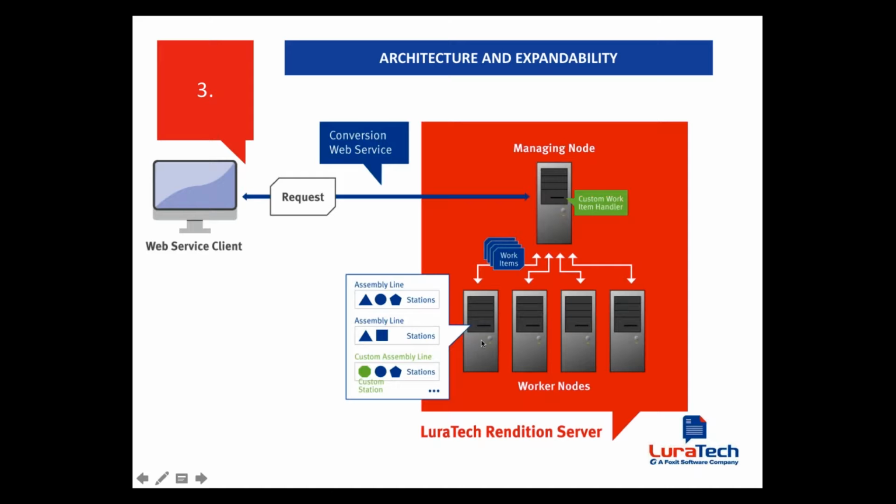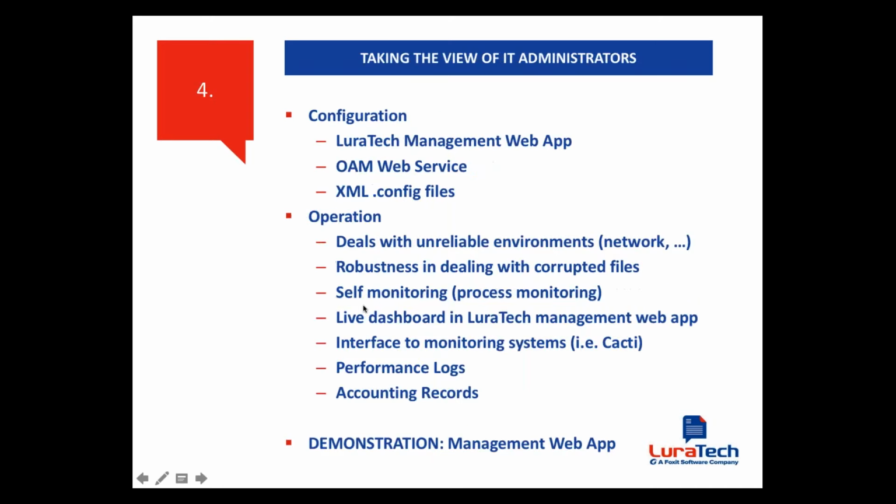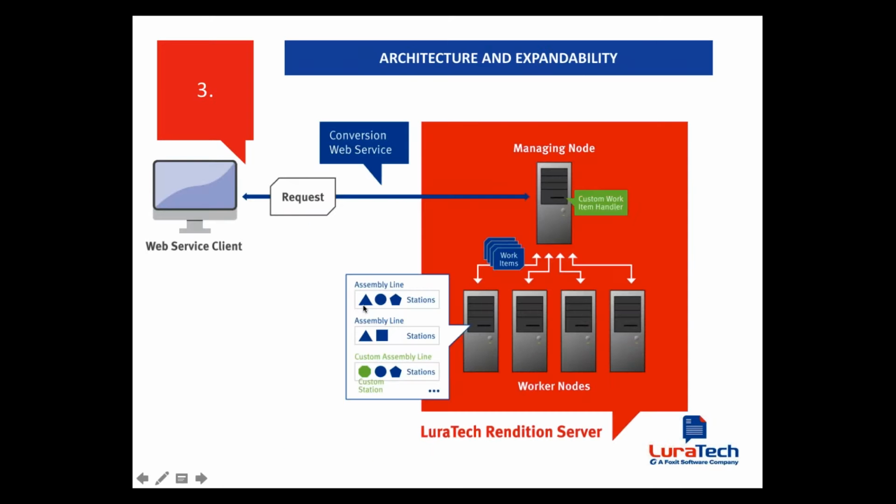We symbolize that in this graphic by the modules I was talking about: an OCR, a compression, a conversion, a document composing step, or something like that. Those are so-called stations or modules on the worker nodes, and you can put them in a row in a meaningful way for your specific need and purpose, and that's what we call an assembly line. That's a line of doing things in a specific way.